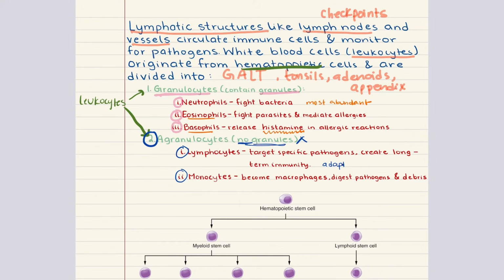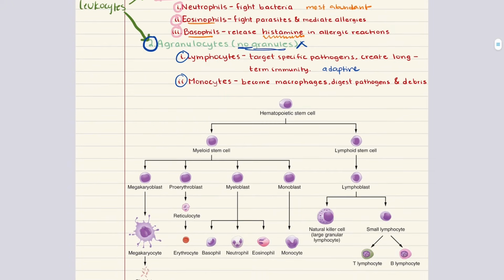B lymphocytes are going to be responsible for humoral immunity by producing antibodies, while T lymphocytes are responsible for cell-mediated immunity by coordinating responses and then destroying infected cells. Monocytes are going to be large phagocytic cells that circulate in the blood. When they migrate into tissues, they're going to differentiate into macrophages, which function to engulf and digest pathogens and debris, and also activate other immune cells. Macrophages take on specialized forms depending on their location in the body.